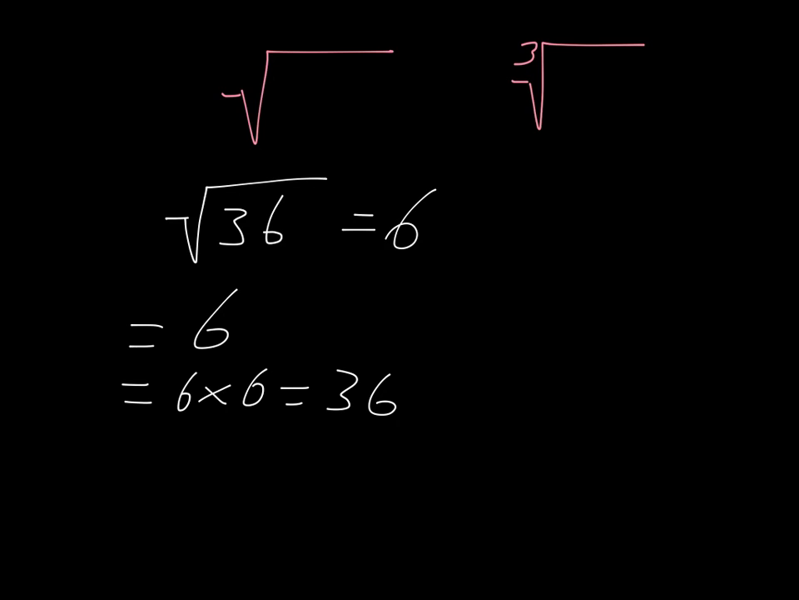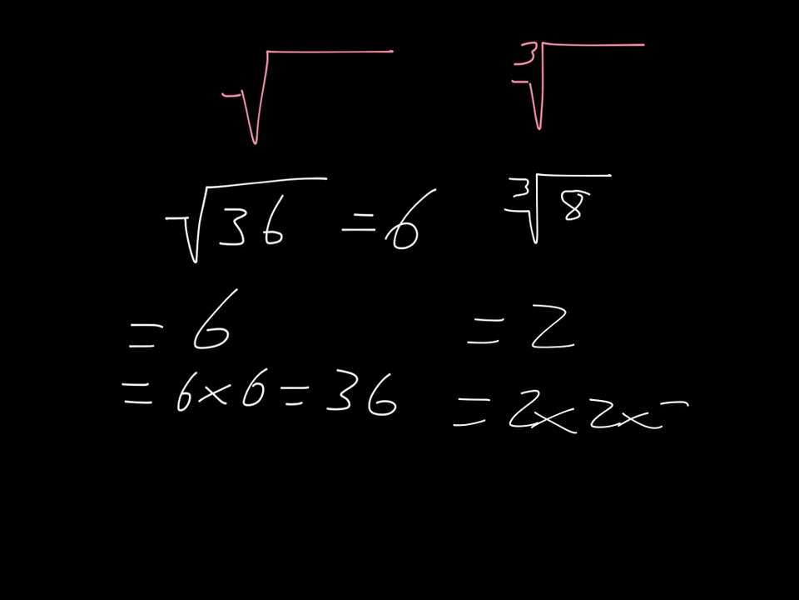Now, onto cube roots. Cube root is similar. However, if you want to find the cube root of a number, you want to find a number that when multiplied by itself 3 times gives you the number in the cube root. For example, if the question was cube root 8, you would need to find a number that when multiplied by itself 3 times will give you 8. And this number is 2, because 2 times 2 times 2 gives you 8. Hence, giving you the answer 2.